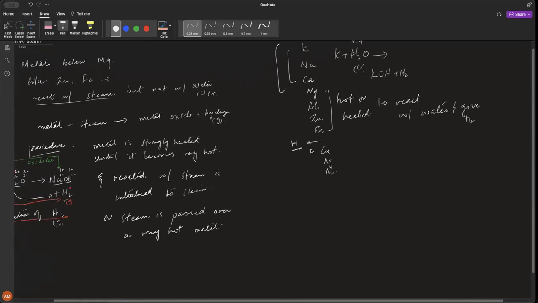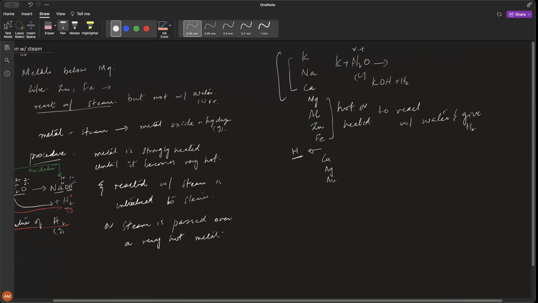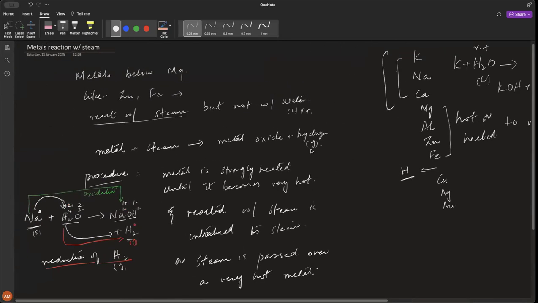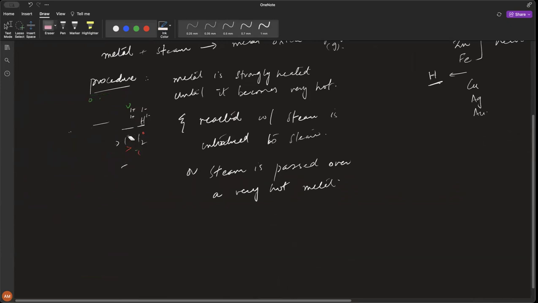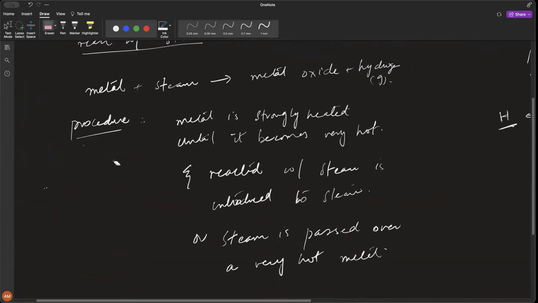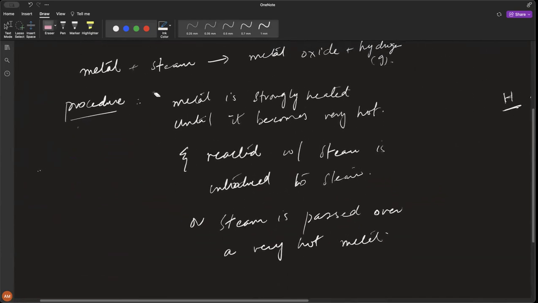Is this clear? Yes, it is. Very good. So now we proceed. This was something I wanted you to keep in mind. I think we did discuss it in the previous lectures, but it's okay. So this is the procedure.